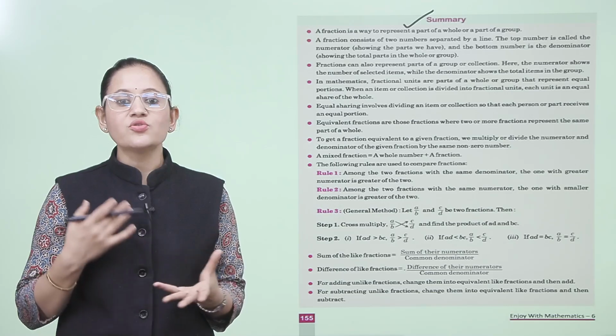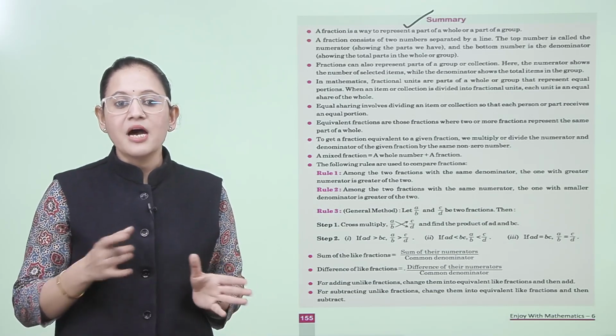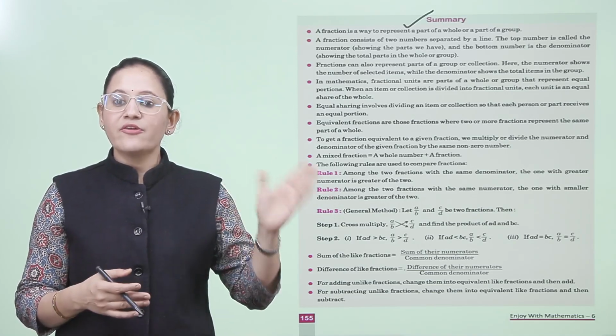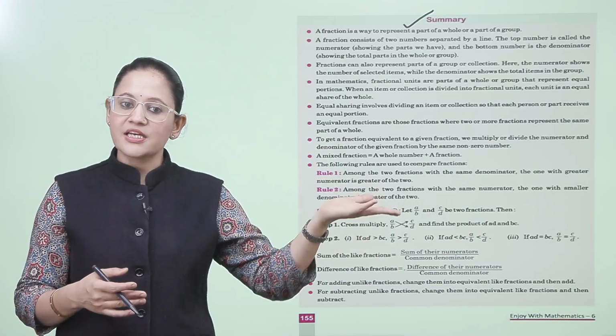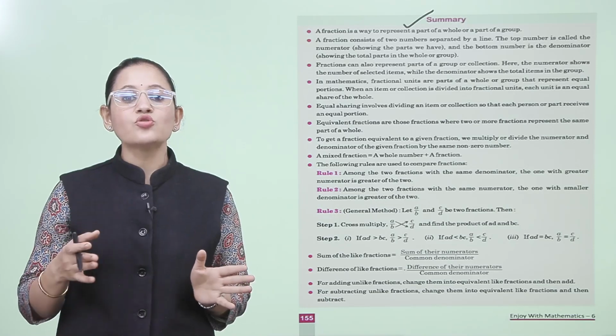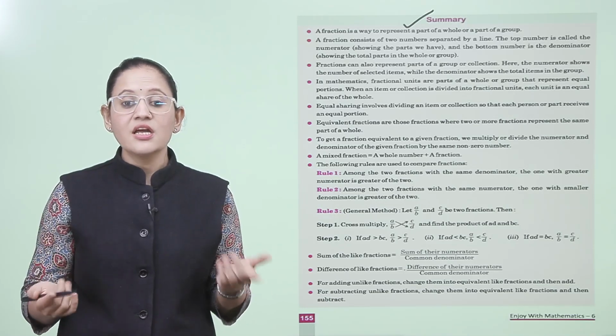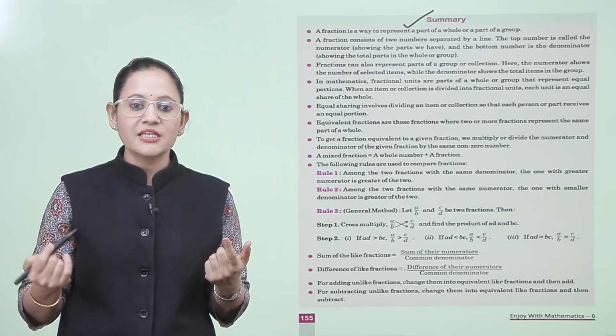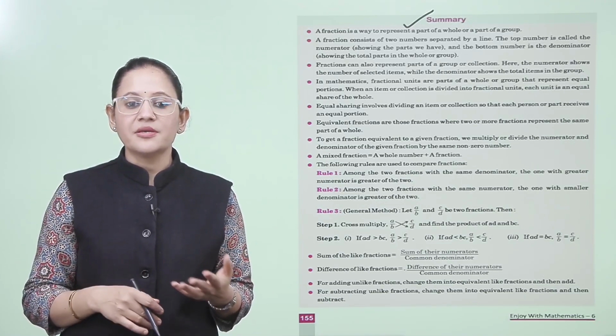The following rules are used to compare fractions. Rule number 1: among two fractions with the same denominator, the one with the greater numerator will be the greater. Rule number 2: among two fractions with the same numerator, the one with the smaller denominator will be the greater of the two.